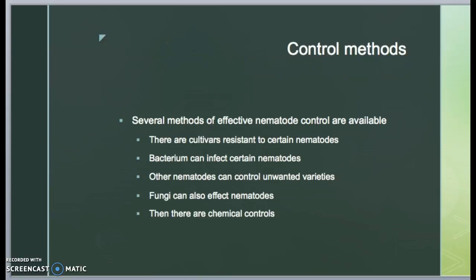Several methods of effective nematode control are available. There are cultivars resistant to certain nematodes. Bacteria can infect certain nematodes. Other nematodes can control unwanted varieties. Fungi can also affect nematodes, and there are chemical controls.